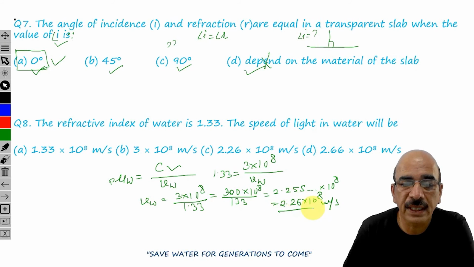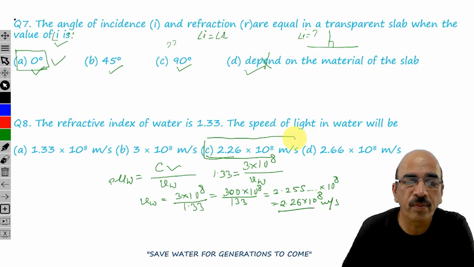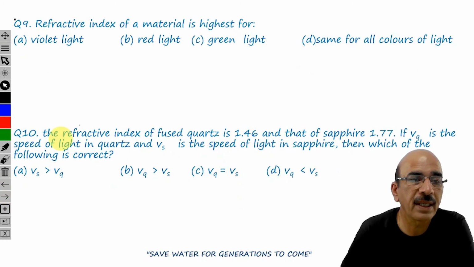So this 2.26 of ours is here also. So the correct option will be 2.26 into 10 raised power 8 meter per second, which is the speed of light in water. Okay, any problem here? No. Now next question, number 9.